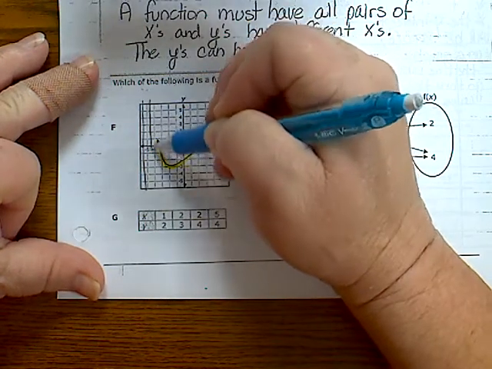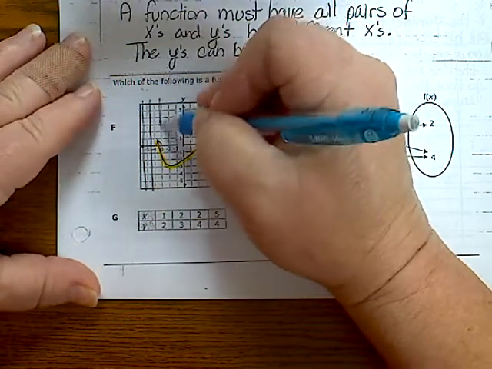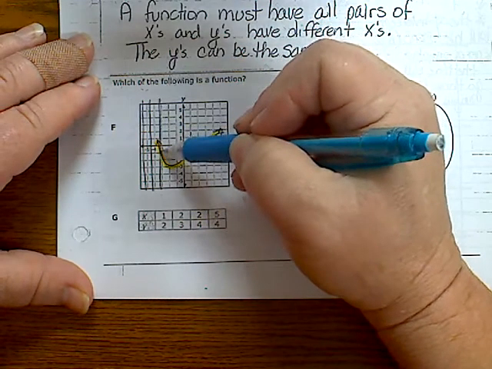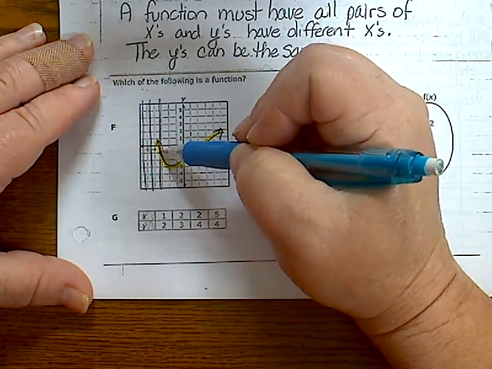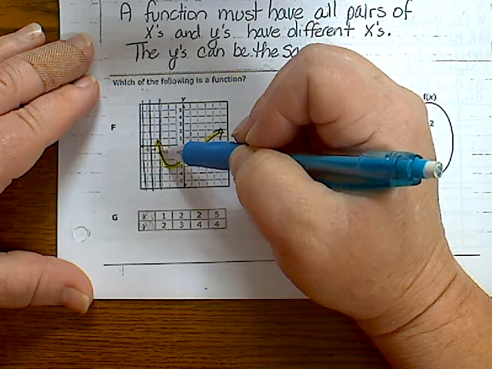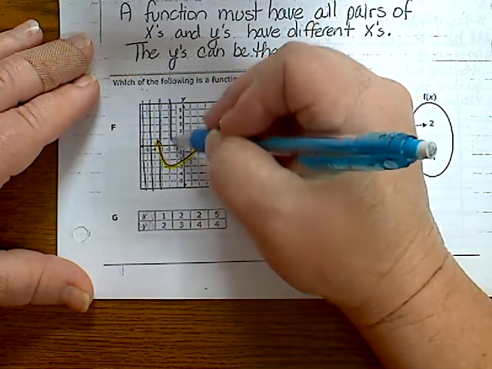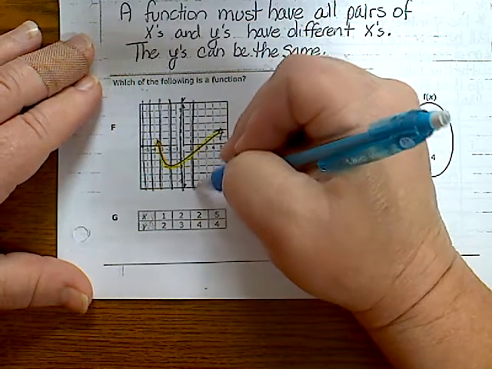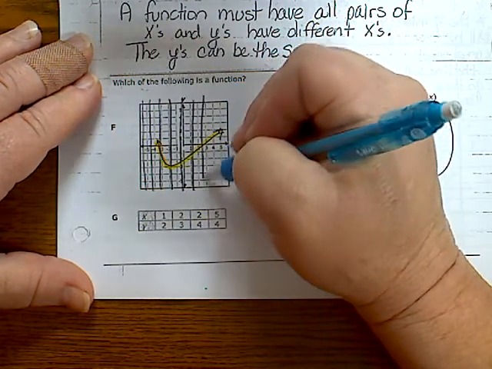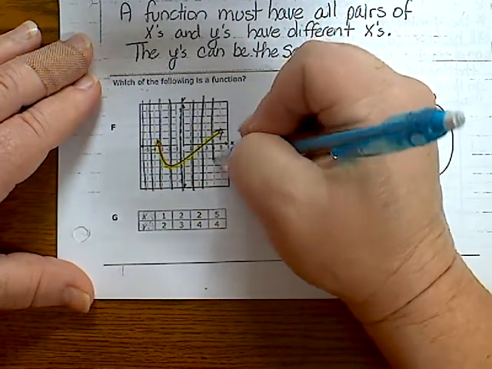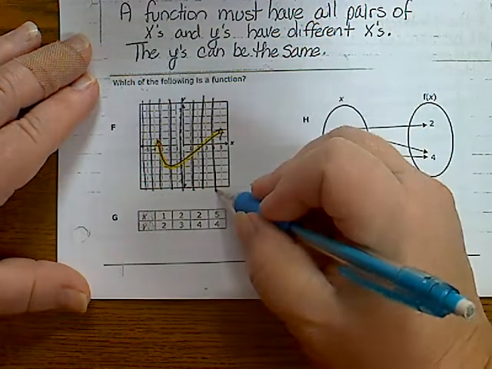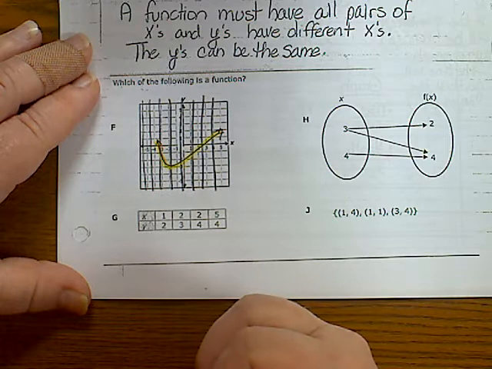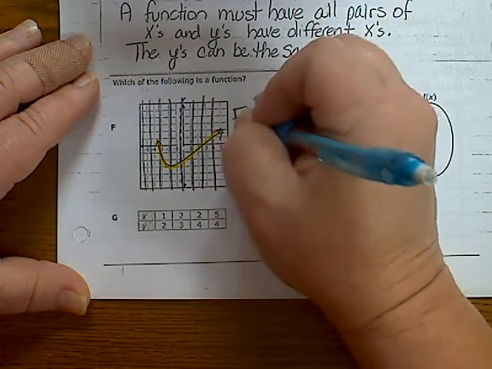This is called the vertical line test, and you can tell if it's a function. Do you see when I drew this line, I only touched the line that's drawn on the graph once. If I touched the line that's drawn on the graph more than one time when I'm drawing a single line, then it is not a function. So this passes the vertical line test, therefore it is a function.